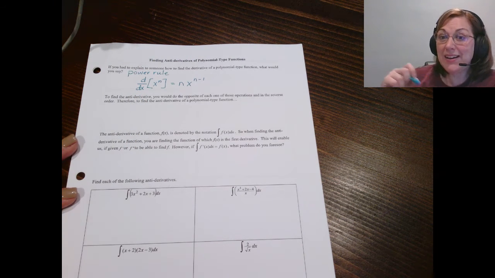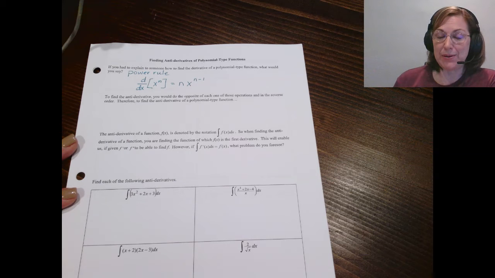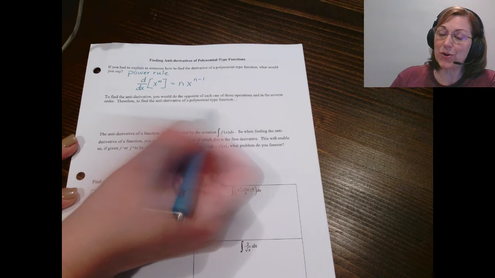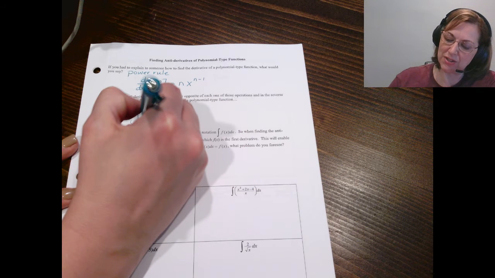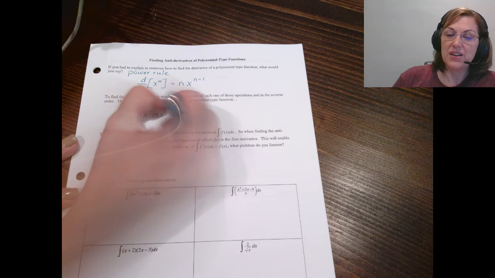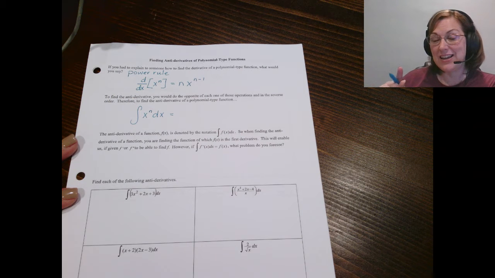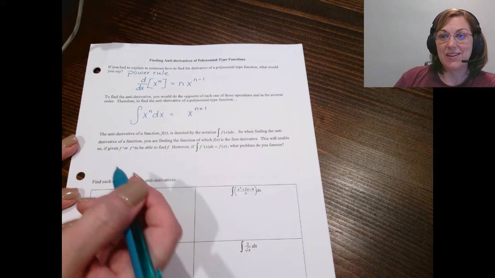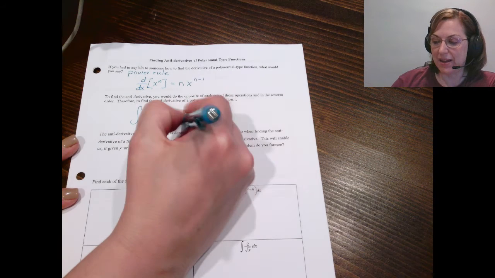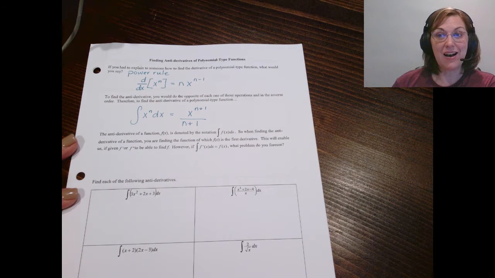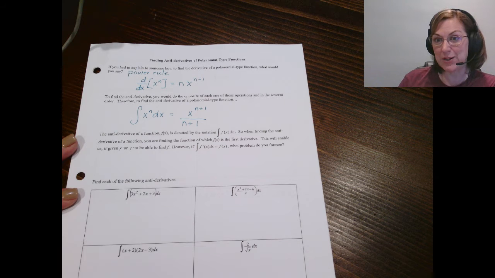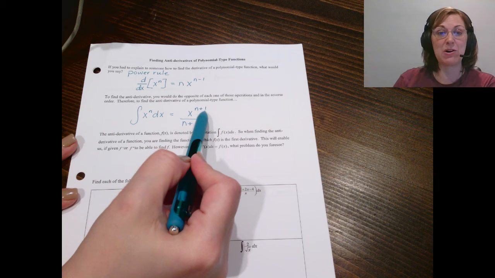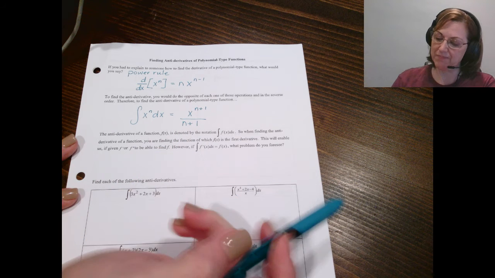So in finding the antiderivative, you're going to do the opposite of each one of those steps and in the reverse order. So in order to find the antiderivative, and I'm going to use just a symbol here, you're going to increase the power by 1. And you're going to divide by that power. So it's the opposite. So instead of decreasing the power by 1, moving the number in front and multiplying, this time we're going to increase the power by 1 and divide by that power.